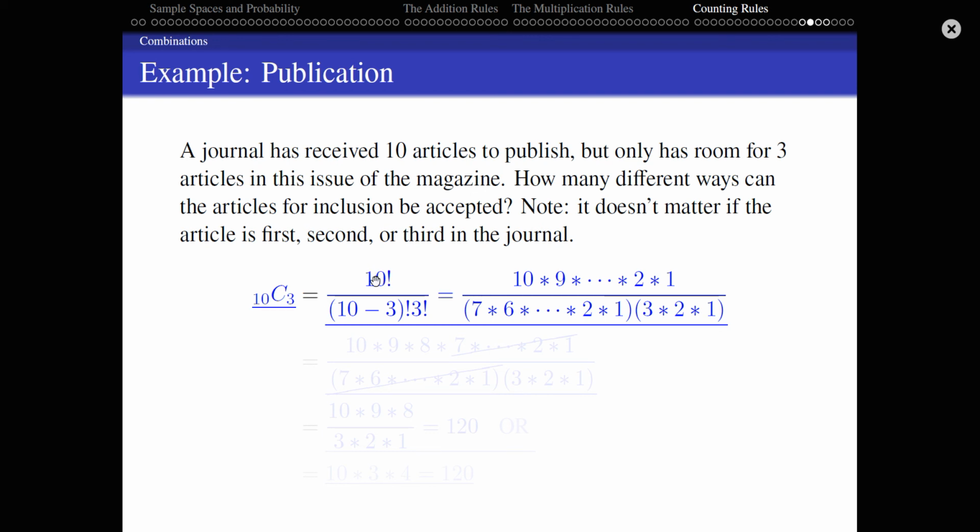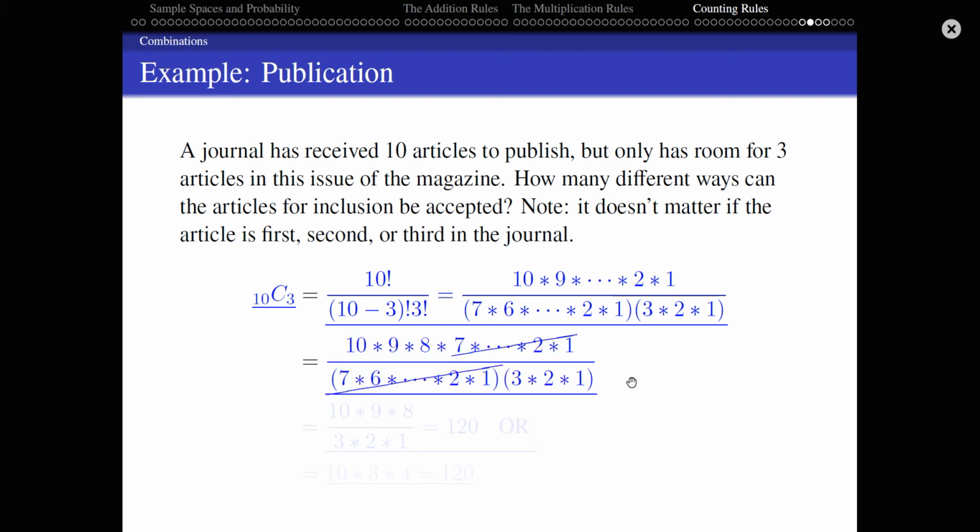10 is my n, so it's going to be 10 factorial divided by (10 minus 3) factorial times 3 factorial. Now note how I do this: I wrap the first factorial in parentheses and the second factorial in parentheses, so I make sure that I do both of them first. So 10 minus 3 is 7, 7 factorial is 7 times 6 times 5, and so on and so on. 3 factorial is 3 times 2 times 1. And then on the top I have 10 factorial written out.